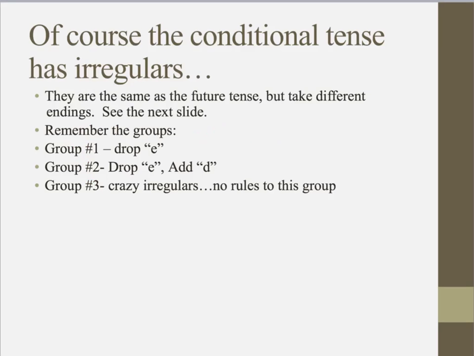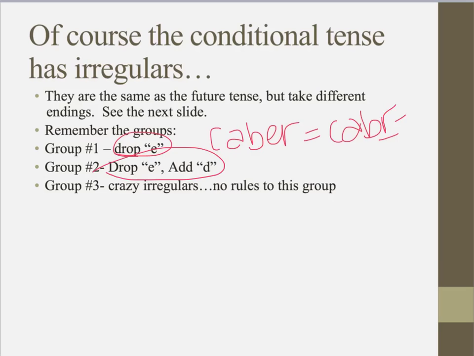Of course, the conditional tense has irregulars as well. So just like the future tense, they have the same set of irregulars. So if you watch the next slide, we use these groups. We have the group that's in the first group where we drop the E out of the ending, and one of our verbs that fits in that group is caber. So when we use caber, we drop the E out, and the stem is that, then we add our ending to it. Second group is drop E, add D, which tells you exactly what to do.